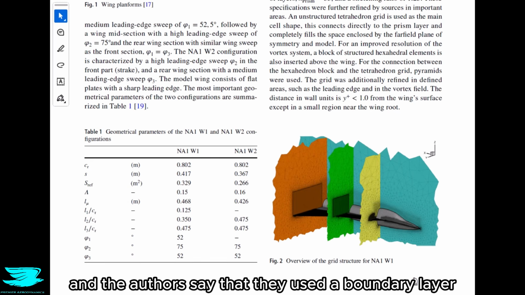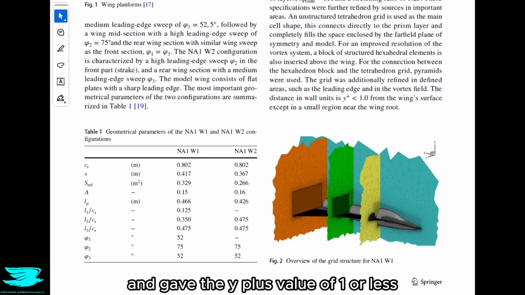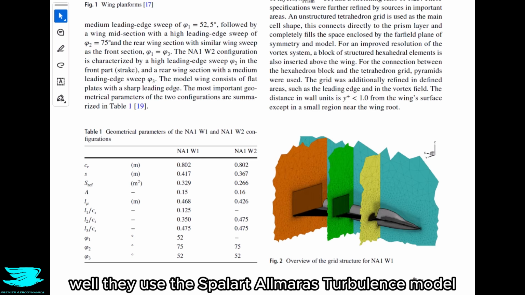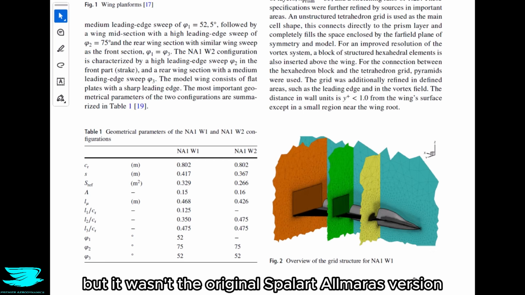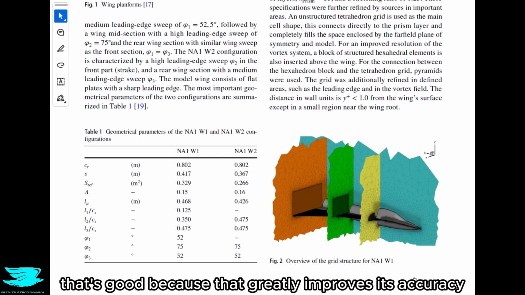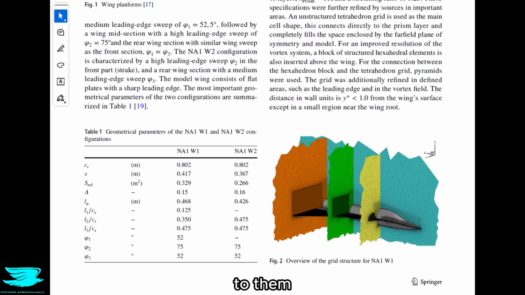And the authors say that they used a boundary layer mesh of 33 layers and gave the Y plus value of 1 or less. So is that a good Y plus value? Well, they used the Spalart-Allmaras turbulence model, but it wasn't the original Spalart-Allmaras version. They actually used an improved version with rotational correction. That's good because that greatly improves its accuracy, and a Y plus value of 1 is good for that approach then.